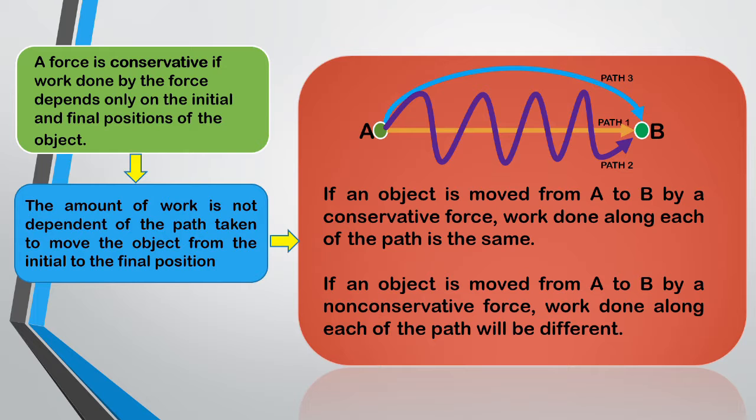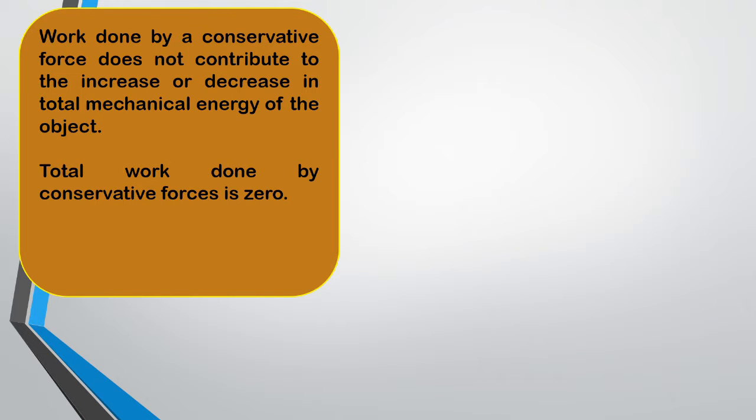If an object is moved from A to B by a non-conservative force, work done along each of the paths will be different. Work done by a conservative force does not contribute to the increase or decrease in total mechanical energy of the object. Total work done by conservative forces is zero. Work done by a conservative force, WC, equals delta KE, or negative delta PE. Example of conservative force is gravitational force.